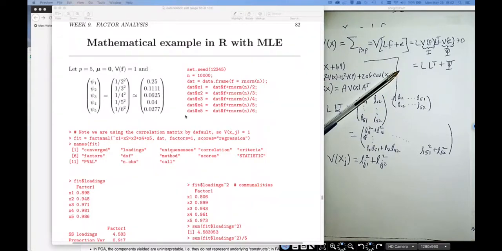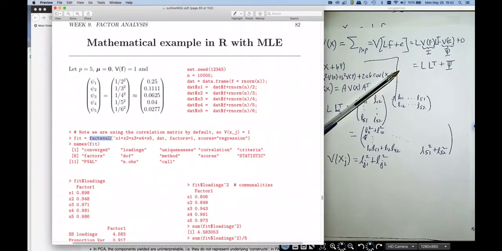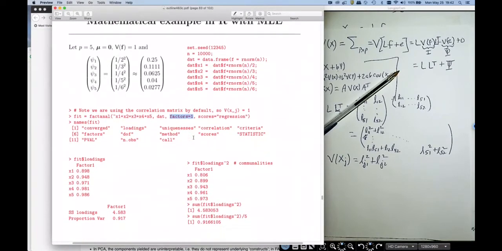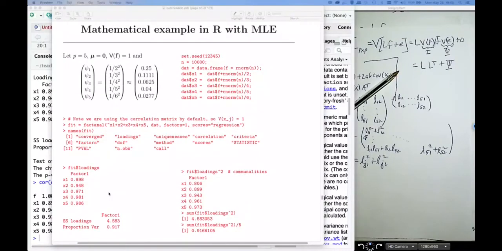To estimate a factor analysis model with maximum likelihood in R, one way of doing this is to use the factanal function. You specify a formula-like model, and then you tell it how many factors you want. So we want one factor here. And let's go look at our results. These loadings should give the correlation between the x's and the factor score.